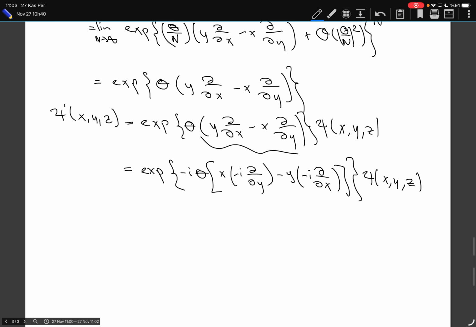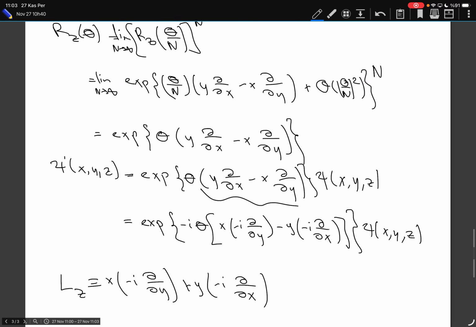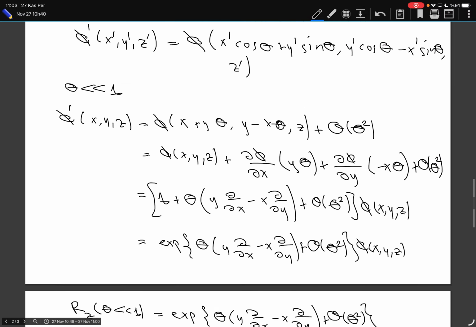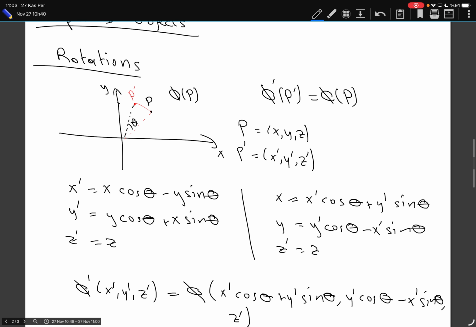Does that look familiar to you? This operator. It's what we call in quantum mechanics the z component of the angular momentum operator. You see, here I am just looking at mathematical functions and how they behave under rotation. There is no quantum mechanics.